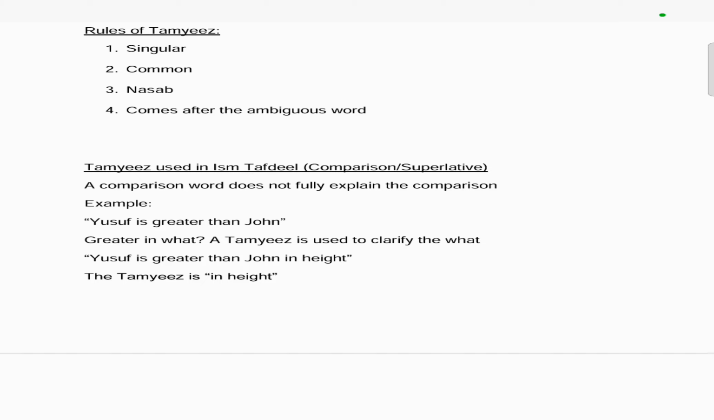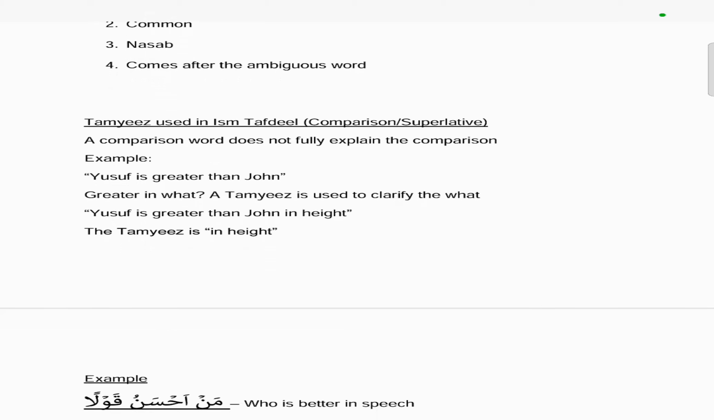Comparative means when you're comparing two things, like, he is bigger than the other person, for example. If you remember, a comparison word does not fully explain the comparison. Example: Yusuf is greater than John. The word greater is the ism tafdil, the comparison. Yusuf is greater than John, but greater in what? How is he greater? A tamyiz is used to clarify the what. Yusuf is greater than John in height. So the tamyiz is "in height." It clarifies the tafdil, the comparison.